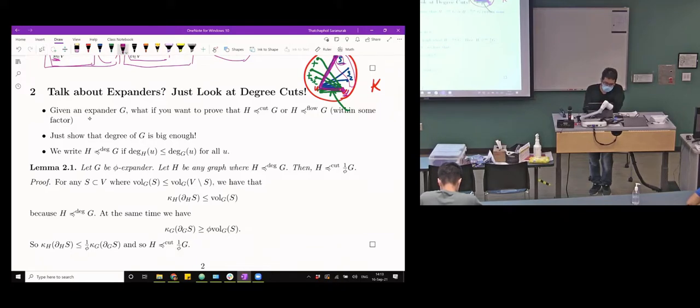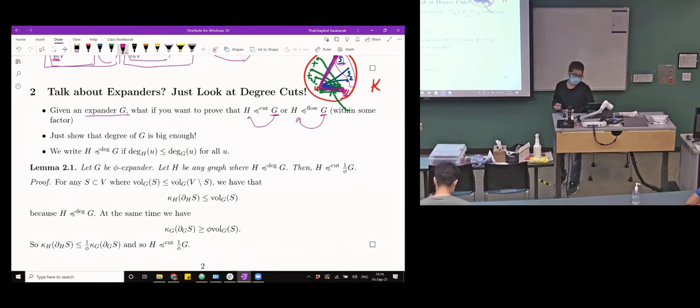So let's talk about expanders. When you have an expander G, what if I want to prove that this expander is larger than H, that G is larger than H in the flow or cut sense? How to argue about that? We have seen that to prove this formally or exactly is going to be quite hard, because it may require you to compare between 2^n many cuts, and that is hard to do.